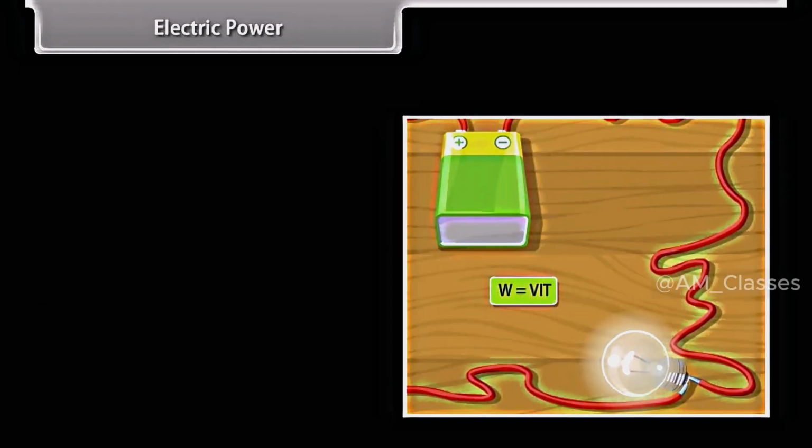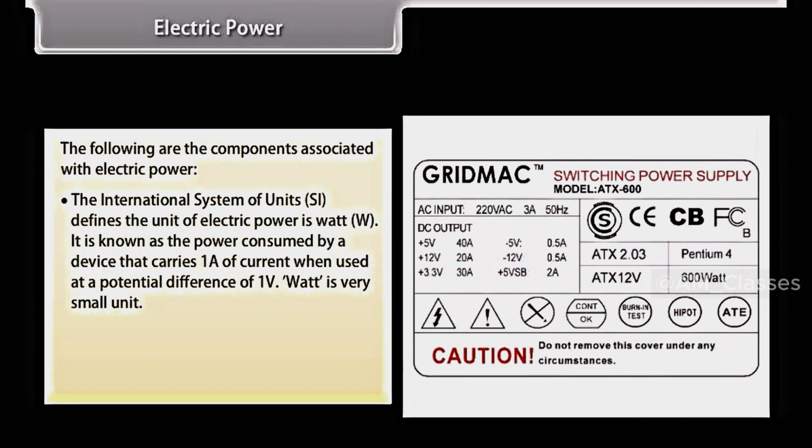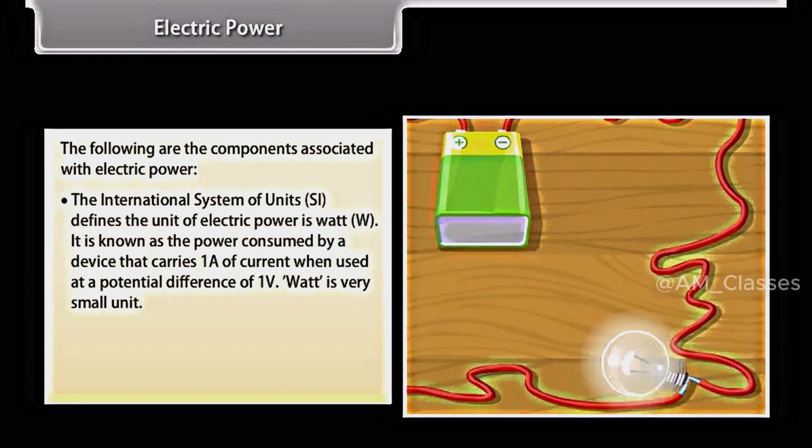Electric power. Electric power is the rate at which electric charge is transferred by an electric circuit. This is commonly known as electric power. The following are the components associated with electric power. The International System of Units, SI, defines the unit of electric power as watt, W. It is known as the power consumed by a device that carries 1A of current when used at a potential difference of 1V. Watt is a very small unit.